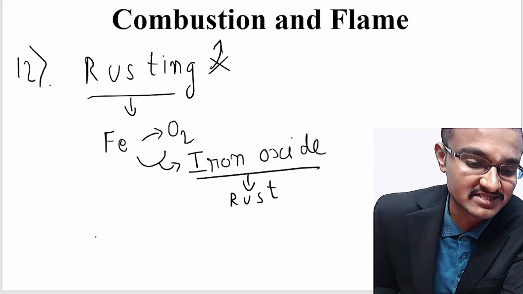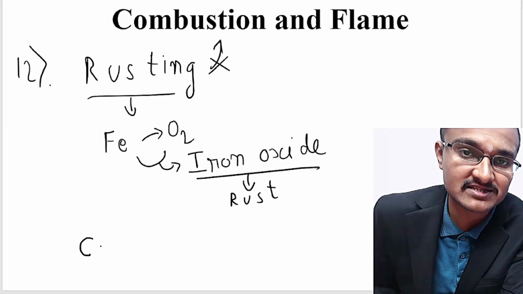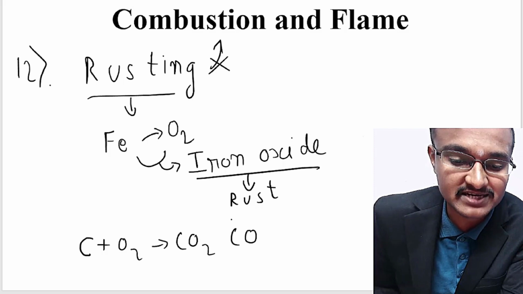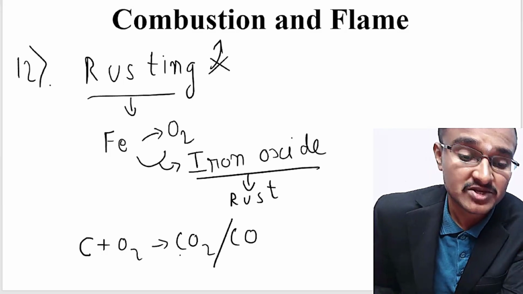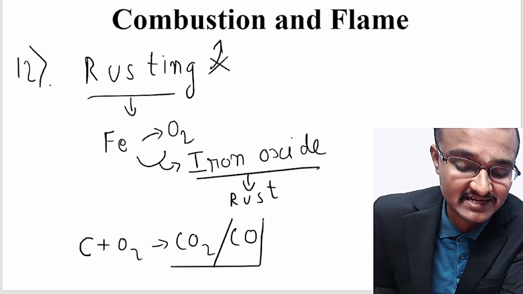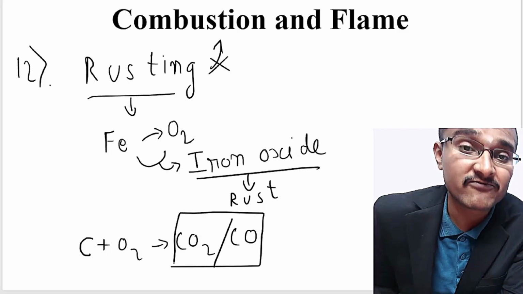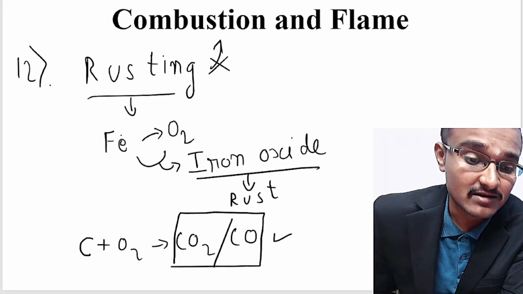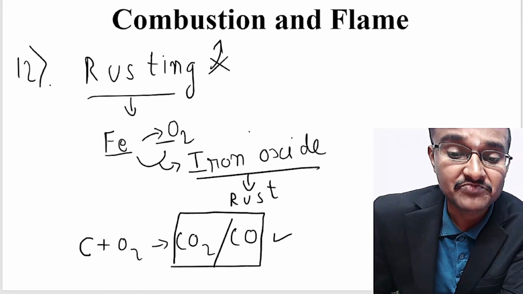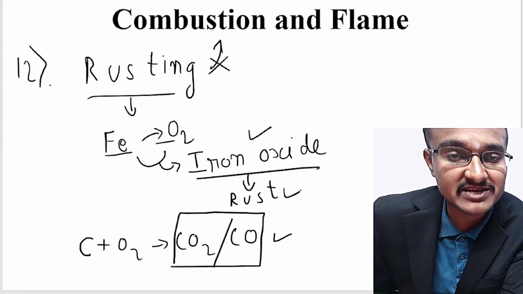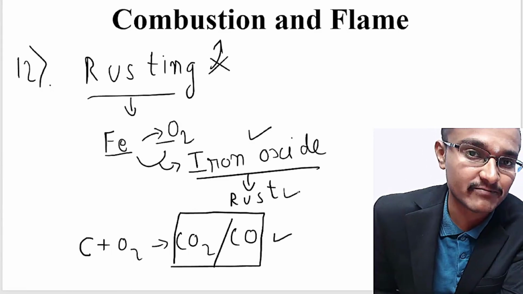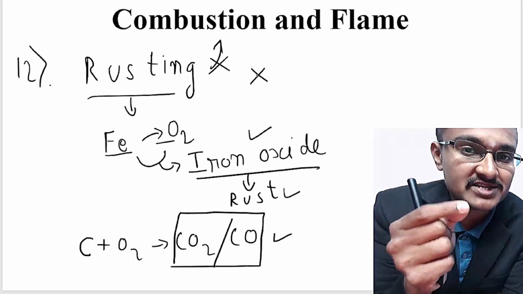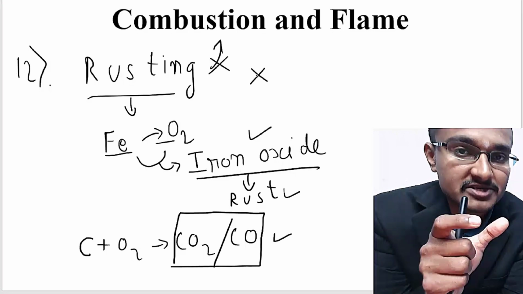But in combustion, the carbon present in the fuel reacts with oxygen, and carbon dioxide and carbon monoxide are generated into the atmosphere. Here carbon reacts with oxygen and produces flame. When it produces flame, that process is known as combustion. But when iron reacts with oxygen, iron oxide is formed, and that rust remains on the iron. It never causes combustion. So rusting is not known as combustion. Hence the answer for this question is that rusting is not combustion.